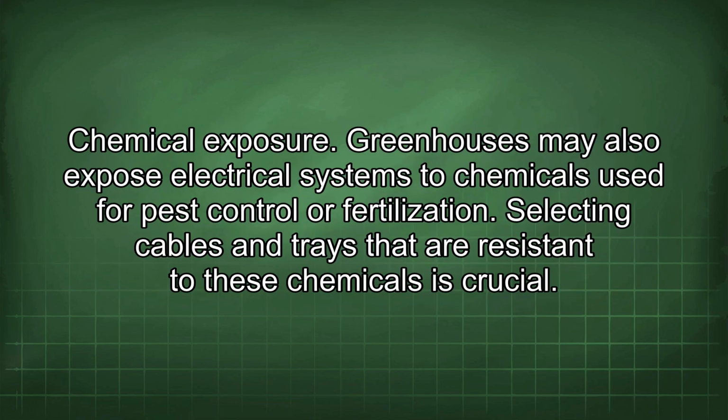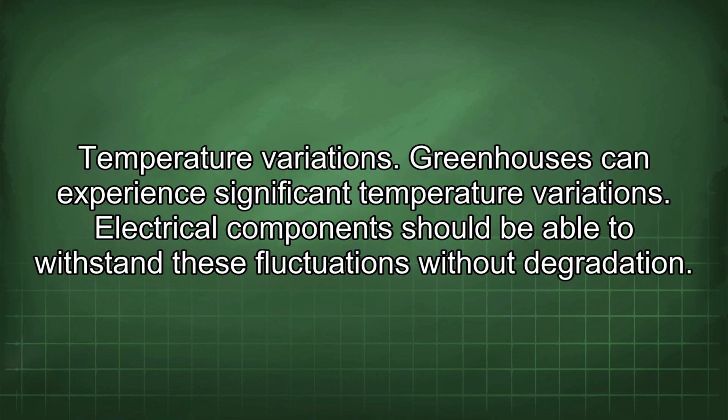Chemical exposure. Greenhouses may also expose electrical systems to chemicals used for pest control or fertilization. Selecting cables and trays that are resistant to these chemicals is crucial. Temperature variations. Greenhouses can experience significant temperature variations. Electrical components should be able to withstand these fluctuations without degradation.